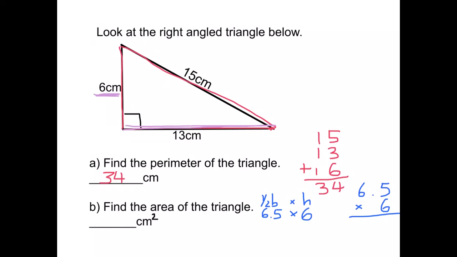So 6 times 5 is 30, 0 down, 3 over, decimal points on the line. 6 3s are 36, plus the 3 is 39. So my area of that triangle is 39 centimeters squared.